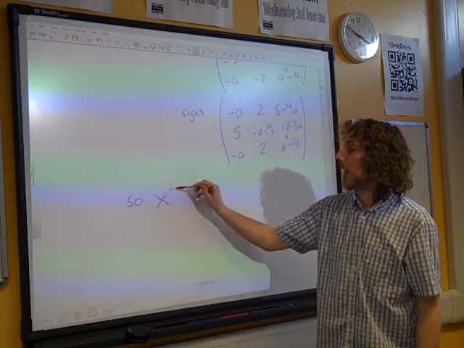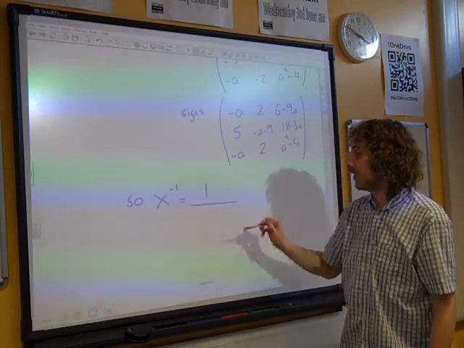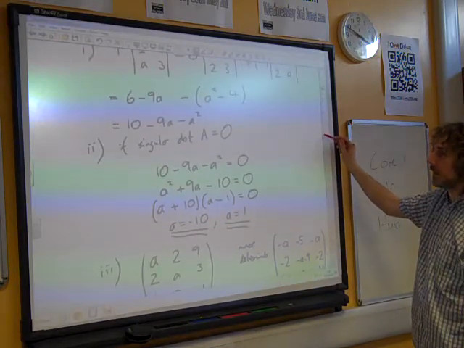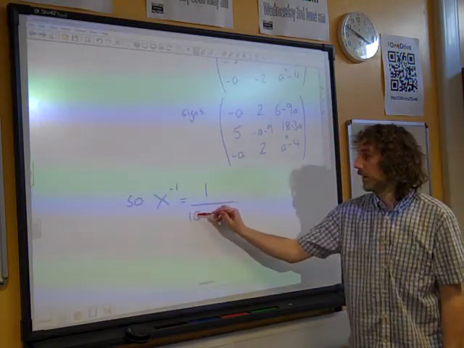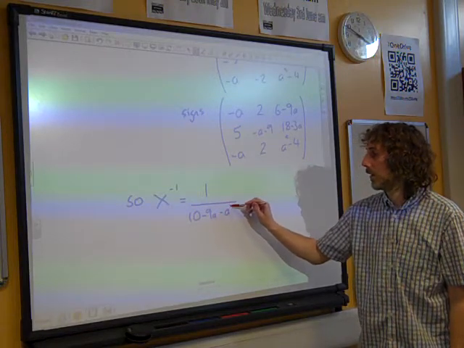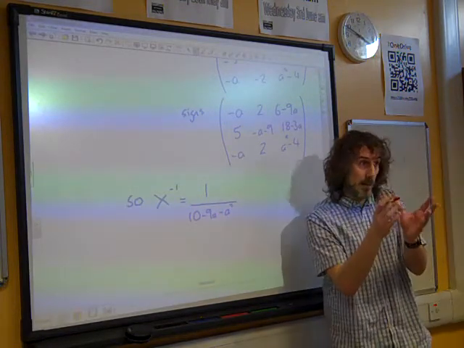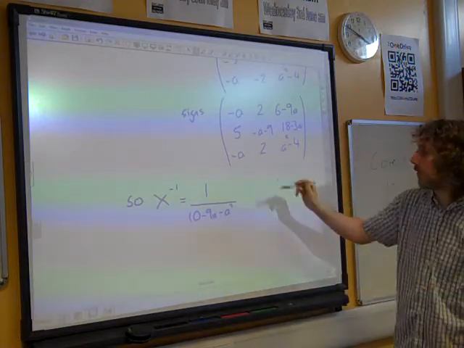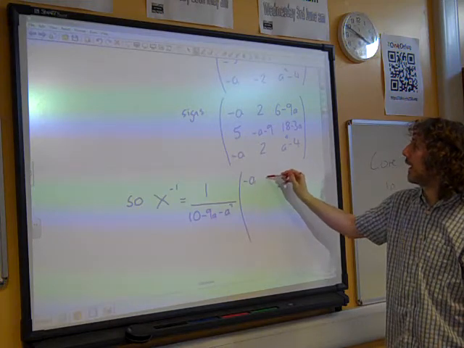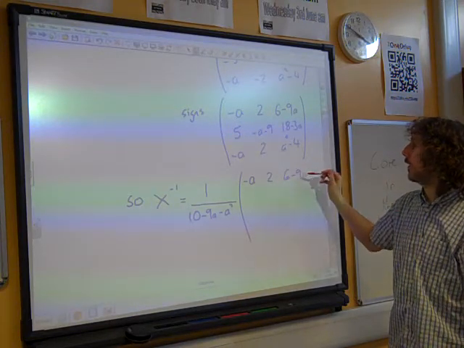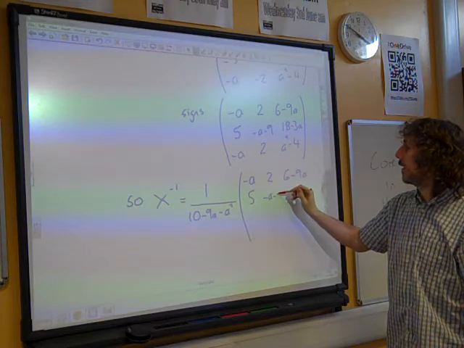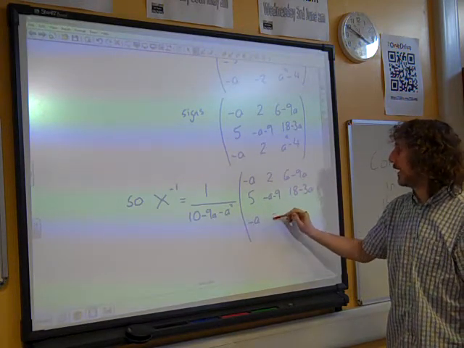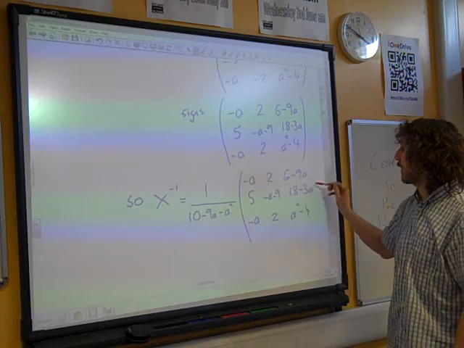So, x to the minus 1 is 1 over, and my determinant was, now let's get this right, it was way up here, 10 minus 9a minus a squared. Making sure we don't do the, we made it negative before we factorised it, so don't get misled by that. It's going to be that original version, and then we've got minus a, 6 minus 9a, 5, minus a, minus 9, 18 minus 3a, minus a, a squared minus 4.